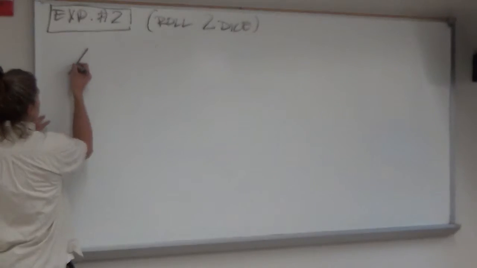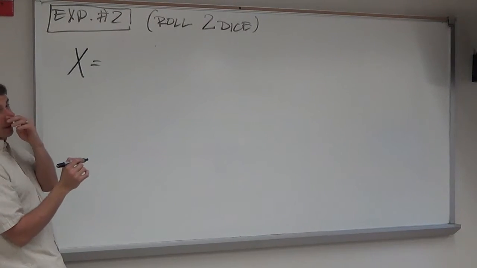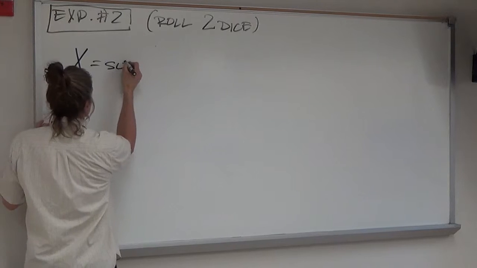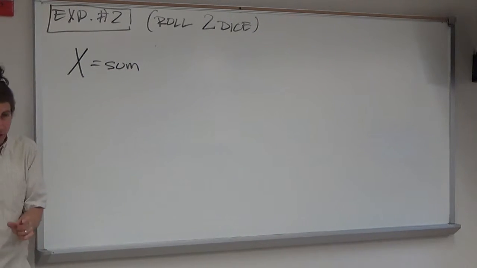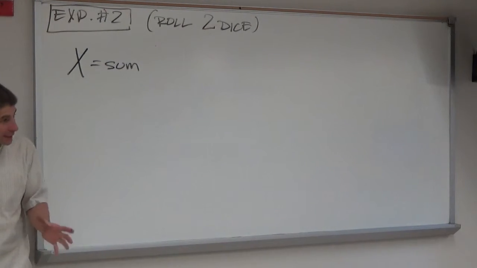So let's start with our template, X equals, now we'll talk about the sum. When you throw dice, very often you want to be looking at the numbers that the dice add up to. Like 1 and 5 is a 6, 6 and 3 is a 9.